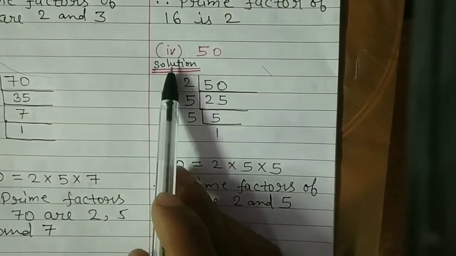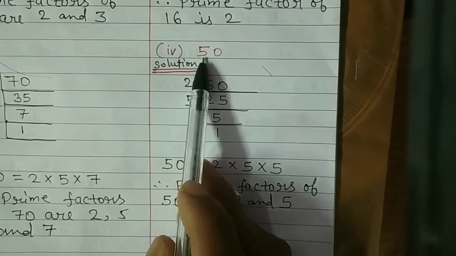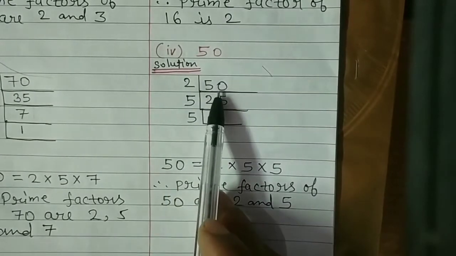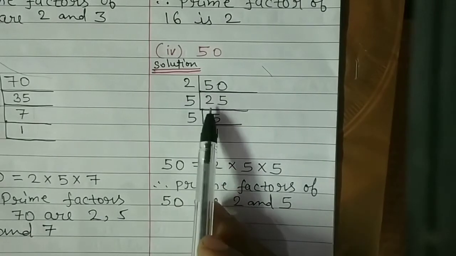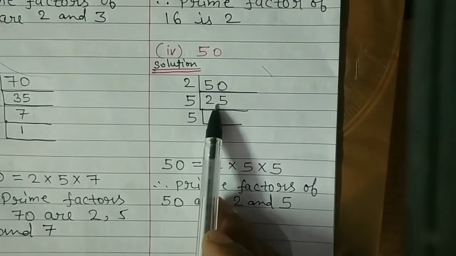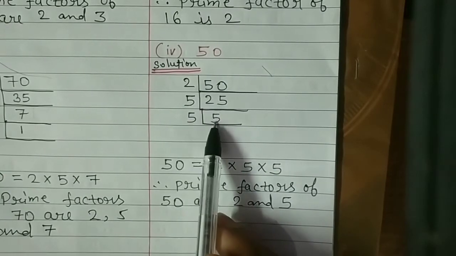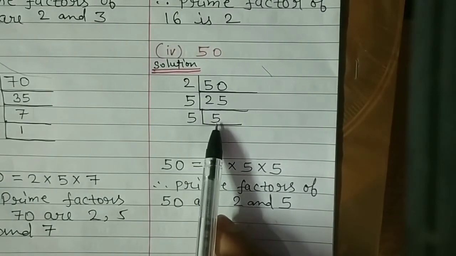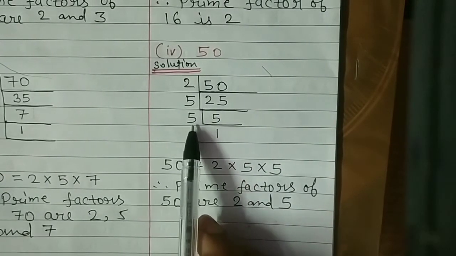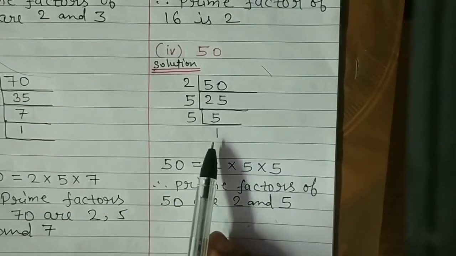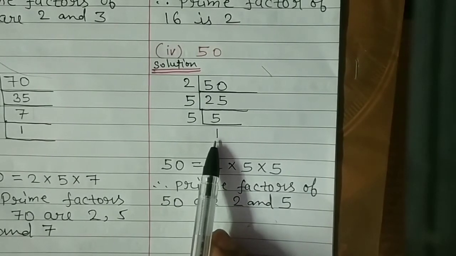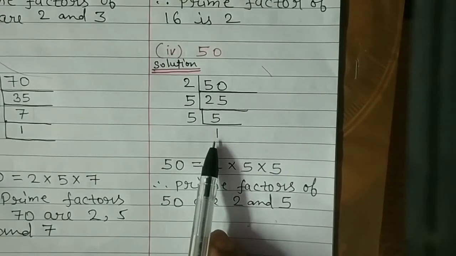Now the fourth question, and the number is 50. So I have written 50 here and it is divisible by the prime number 2 and the quotient will be 25. Now this number 25 is divisible by the prime number 5. Okay? So the quotient will be 5. And this 5 is again divisible by the same prime number 5. And the quotient will be 1. So as we get 1 here, we are going to stop here.